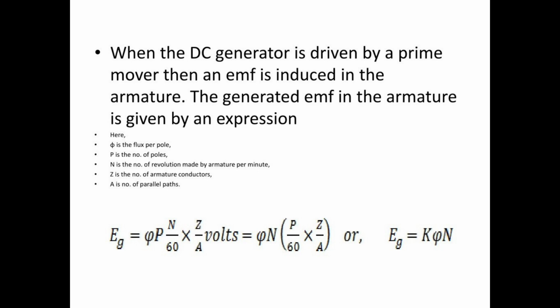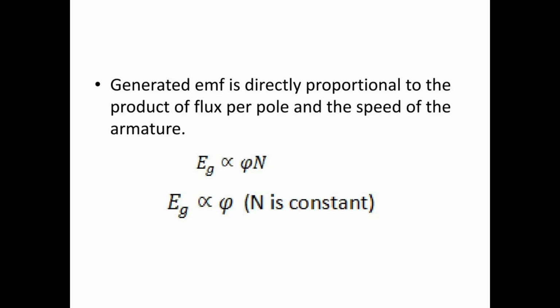See here, Ez is proportional to the flux produced per pole. At the same time, it is also proportional to the speed. Okay, so speed is in revolutions per minute. So to draw the characteristics of DC generators, we are assuming that the generator is rotating at constant speed. So in that case, the generated EMF is proportional to flux per pole, right?